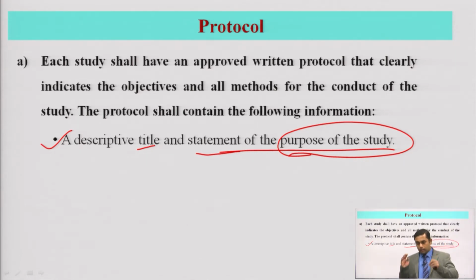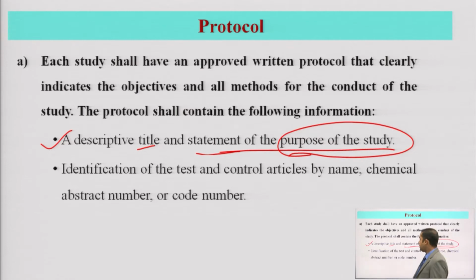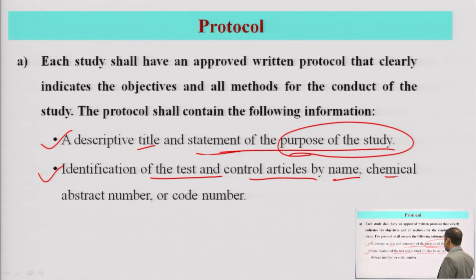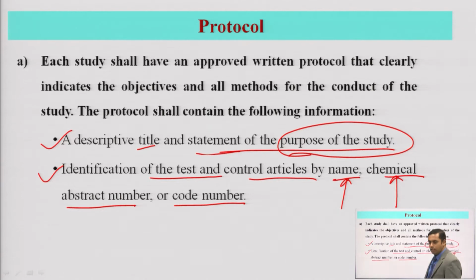So, when you are making the protocol, this protocol comes when you study your design. When, for example, you are trying to do some non-clinical work, at that area ultimately it will be finalized. Then identification of the test and control article by name, chemical abstract number, also code. Name, for what you are doing, chemical, what kind of chemicals you are using, whether it is natural or synthetic, or what its chemical name.